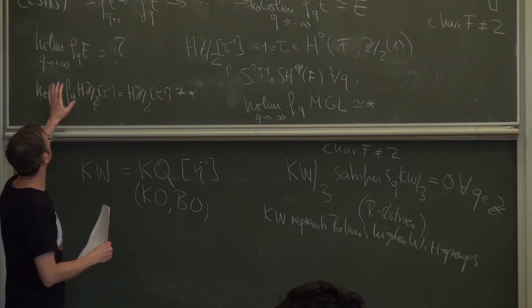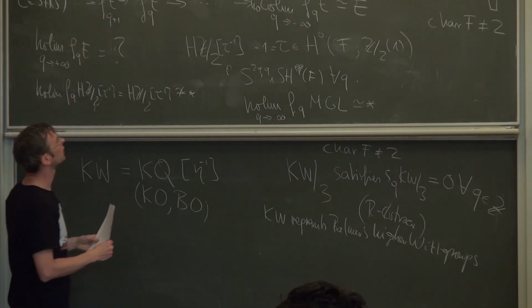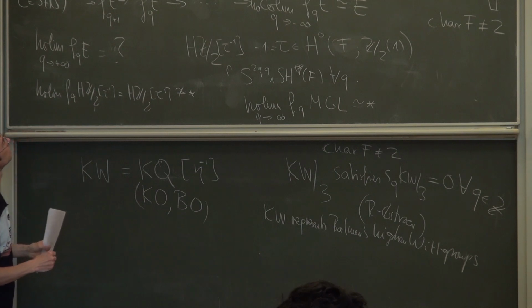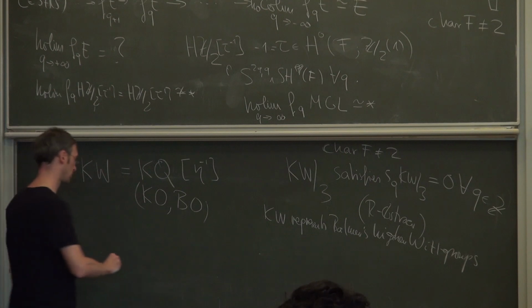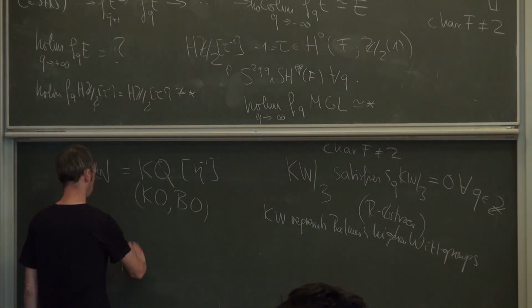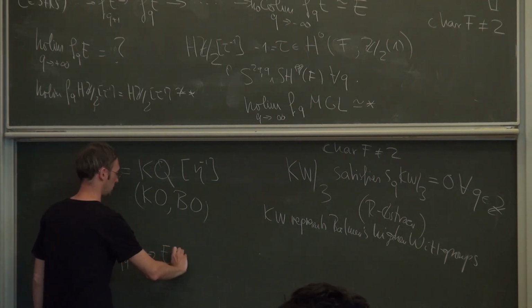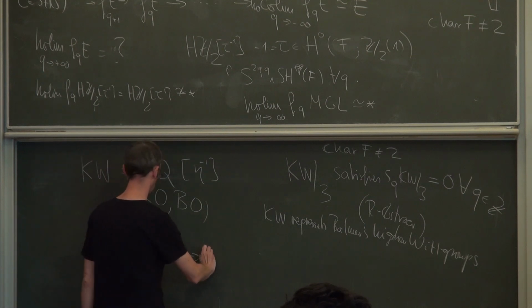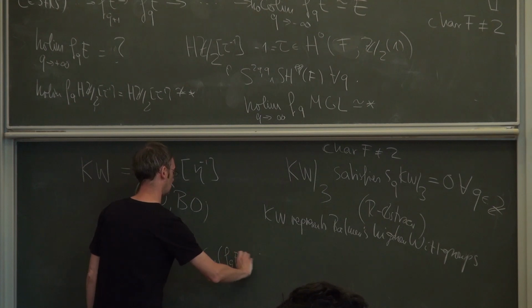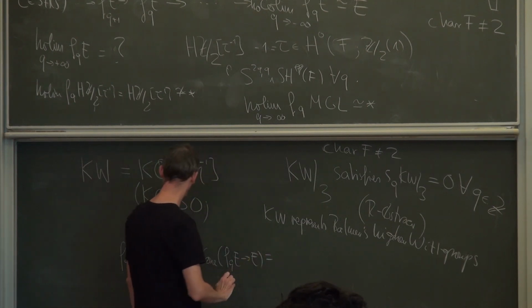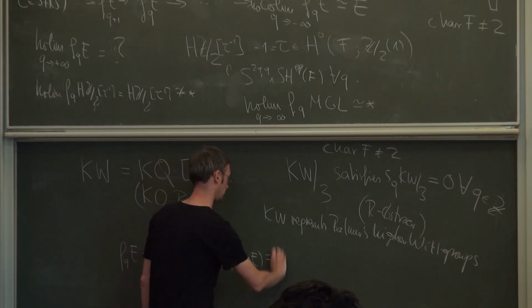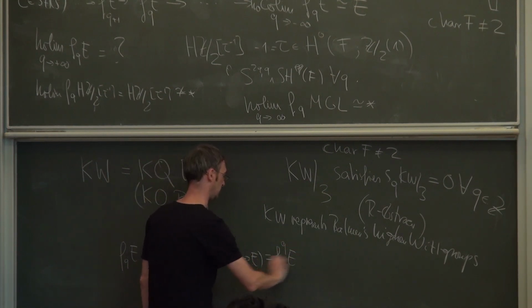So this is about the homotopy limit of this diagram, and one can look at this homotopy limit from a different perspective. You have f_q E mapping to E, and you can take the cone of that, and if you are again a fan of not very elegant notation, you can call this f^q E.